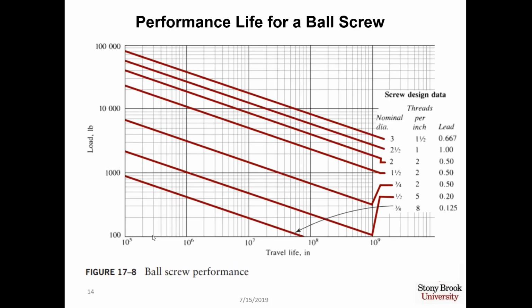Figure 17-8 summarizes ball screw performance. And all you really need to know to select the ball screw is how many pounds you want to move with the screw here on the y-axis. And on the x-axis, you have to calculate the total travel life in inches of the screw. And once you calculate that total life and you read across with the load, you get a point somewhere on this graph, and you select the line that's directly above your point, which then tells you what is the nominal diameter of the ball screw to select, what's the threads per inch, and what's the lead of the ball screw.